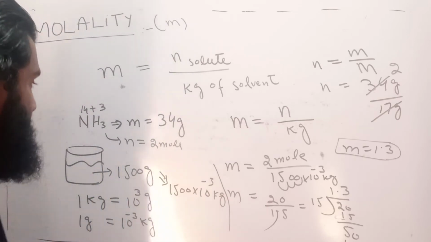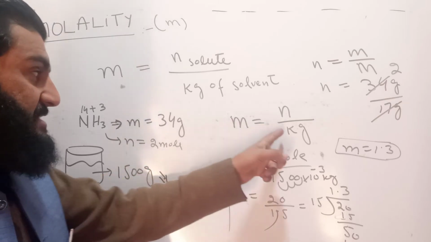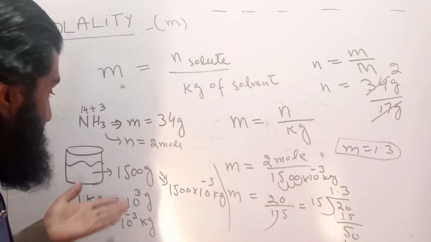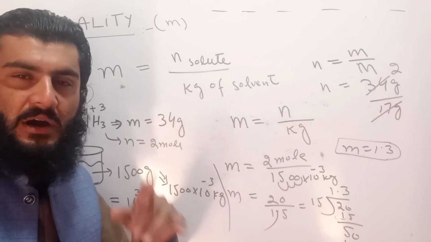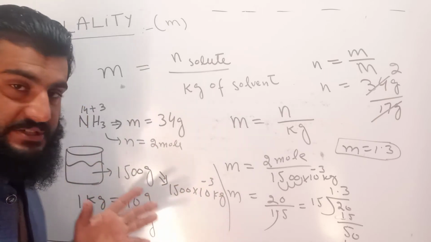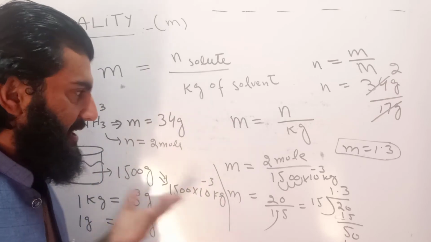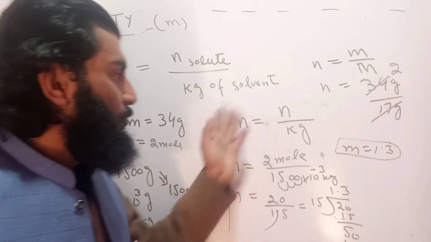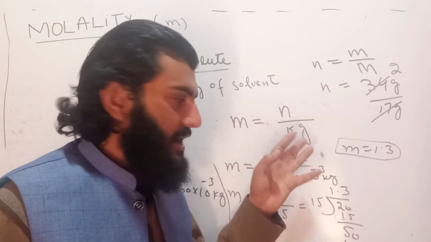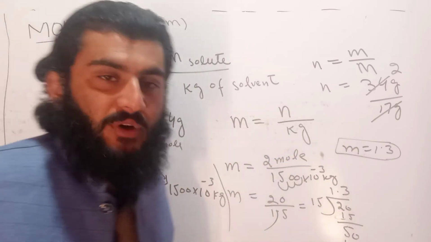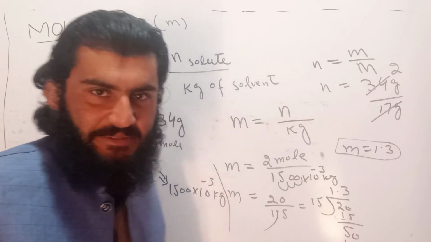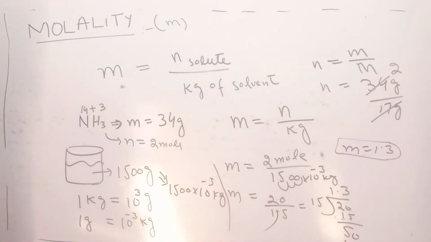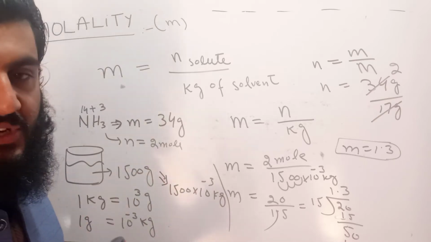Clear? So in the next step, we write here the kilogram of the solvent, but the amount of the solvent is in gram. So now we converted grams into kilogram. Clear? You can see here, now we have put the values and the answer to the question is 1.3 molal. Easy. So note down. Clear?